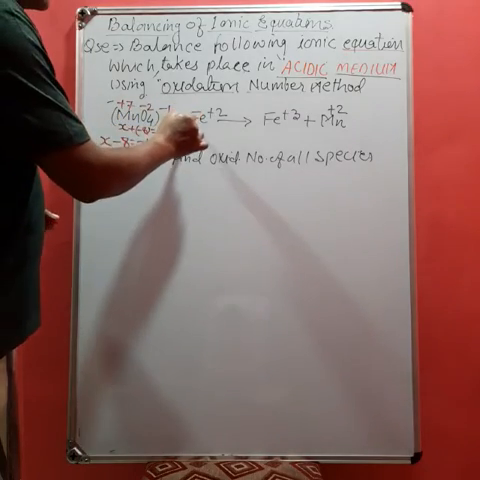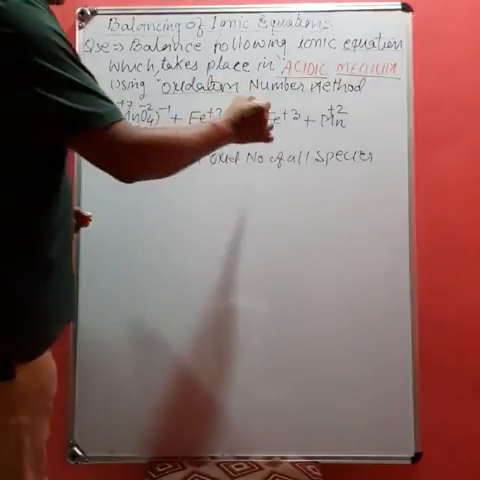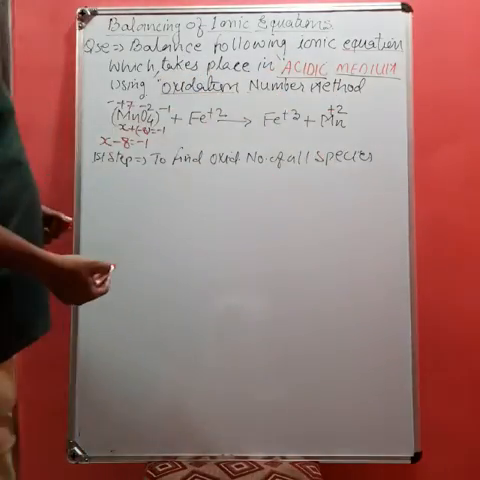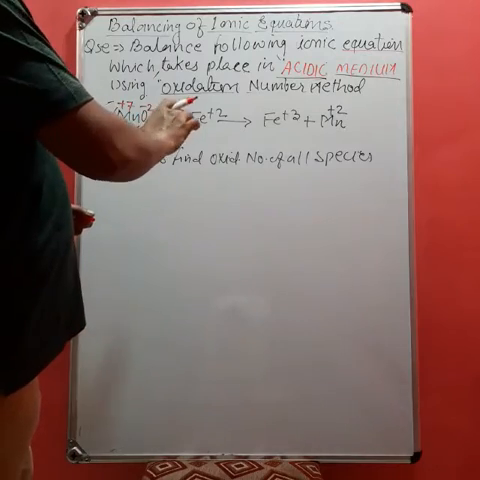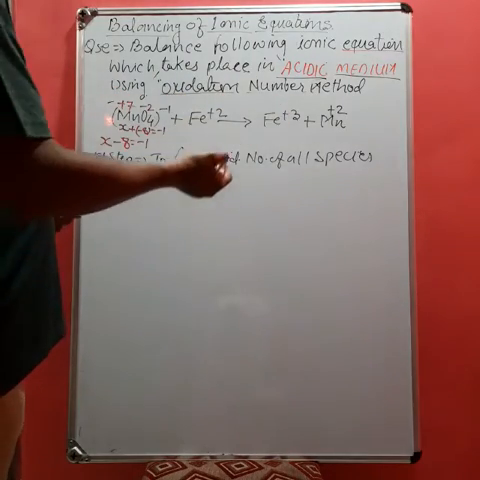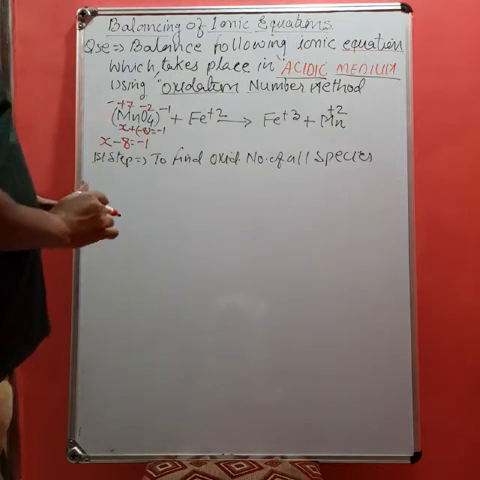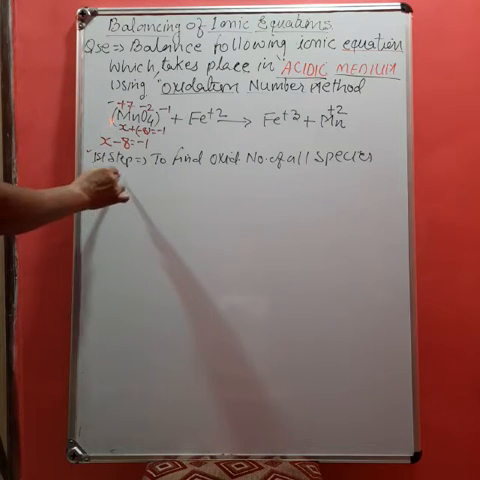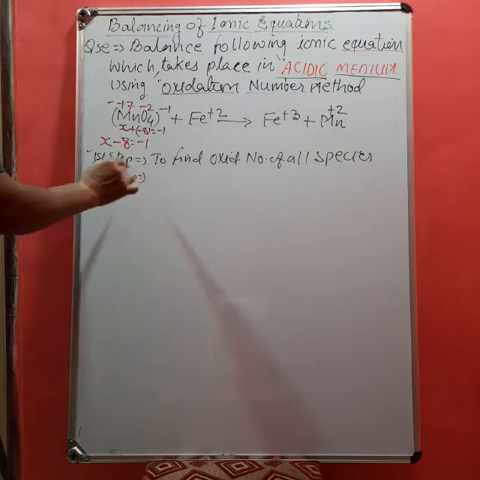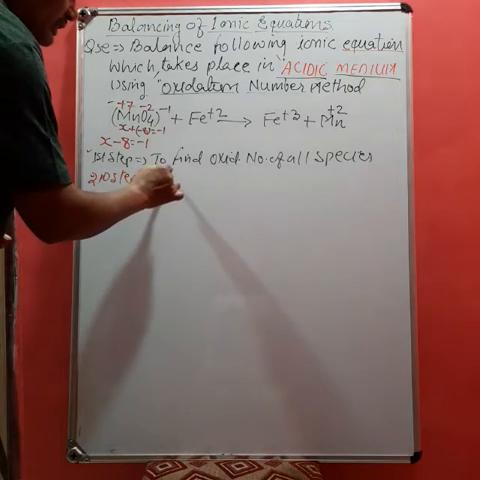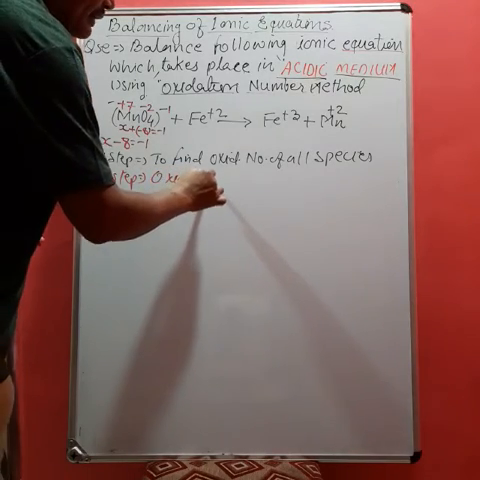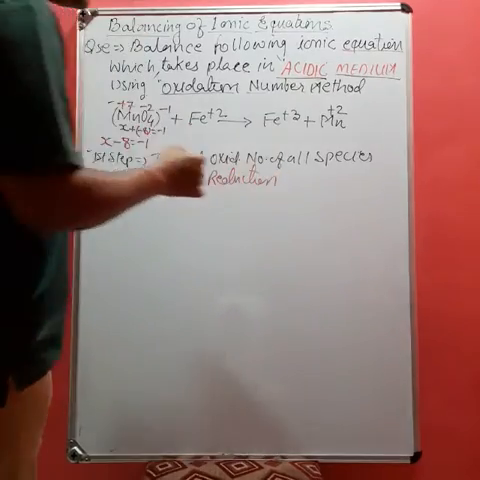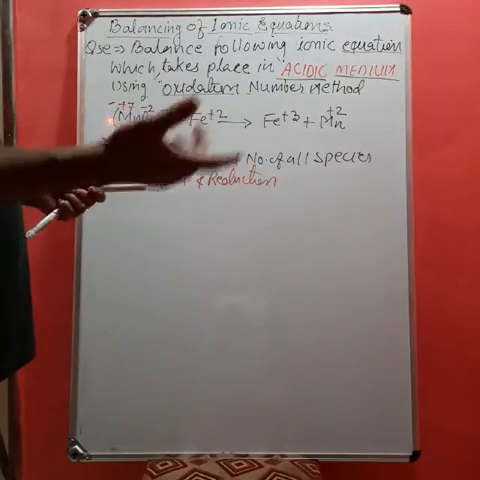Now the iron oxidation state is already given: Fe +3 is given and Mn +2 is given. So we need not find their oxidation states, because they are already given. So our first step is completed. In the second step we have to find the oxidation and reduction, that is, which species is getting oxidized and which one is getting reduced.